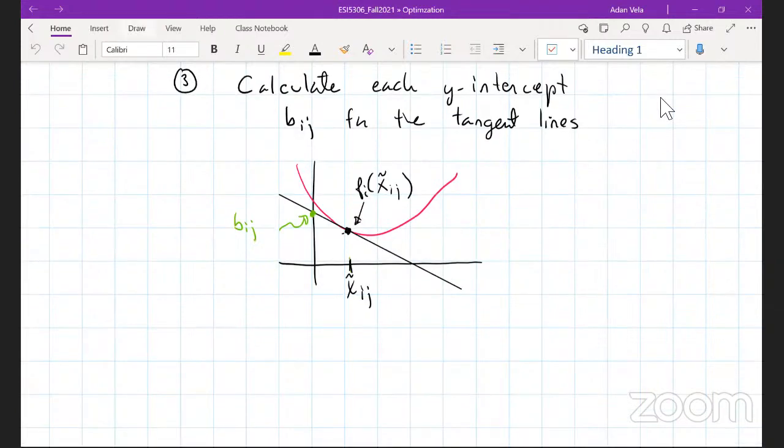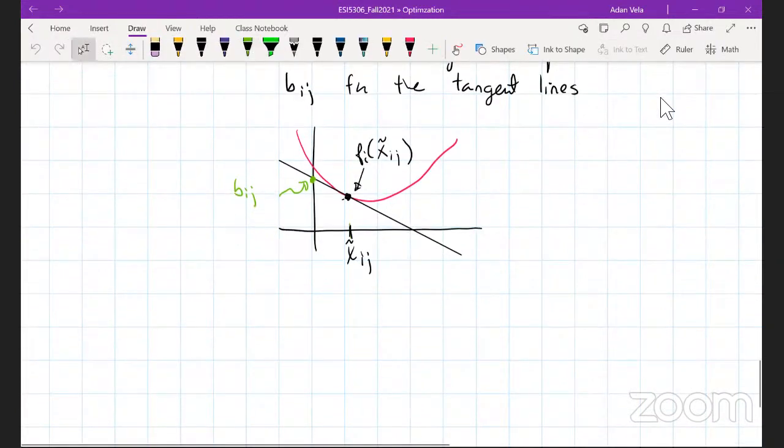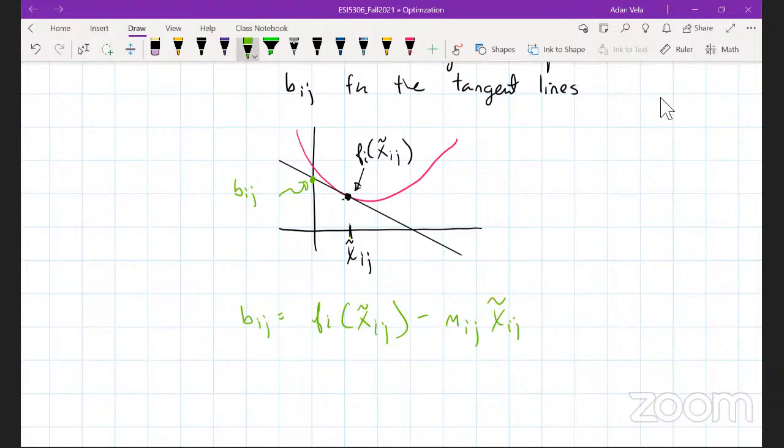In this case, if you work out the math, Bij is given by fi x tilde ij, and then we're going to subtract off the slope times the distance from x equals 0. That will give us the y-intercept. At this point, we now have everything that we need in order to perform our linearization.